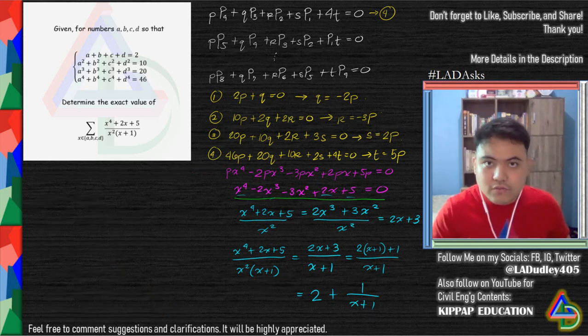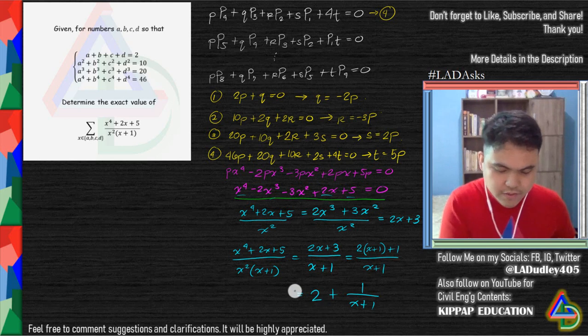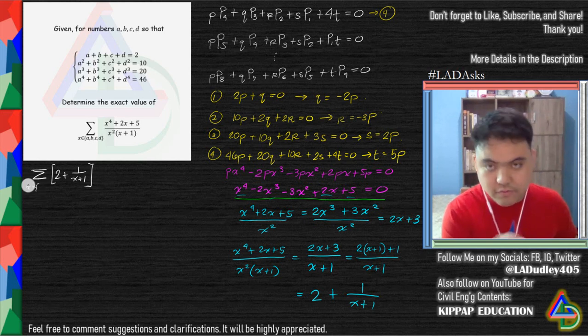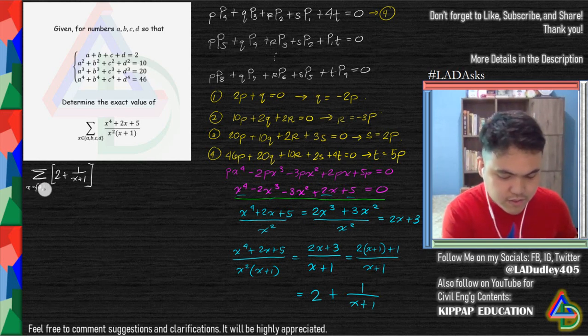Ngayon, if we try to take the summation of this expression, summation of the quantity 2 plus 1 all over x plus 1, and the value of x is for the values of x ay para kay A, B, C, and D lang.